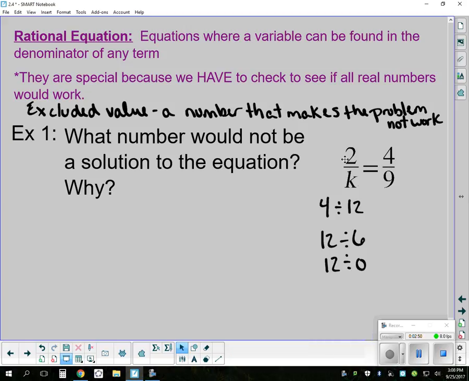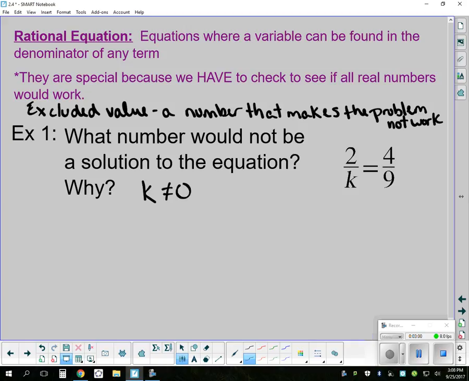So that means right here, before we even solve this problem, we cannot have 0 as a solution for k. K can never equal 0. That's an excluded value. It's a number that makes the problem not work. You can't have 0 in the denominator. Okay? So that's your excluded value.